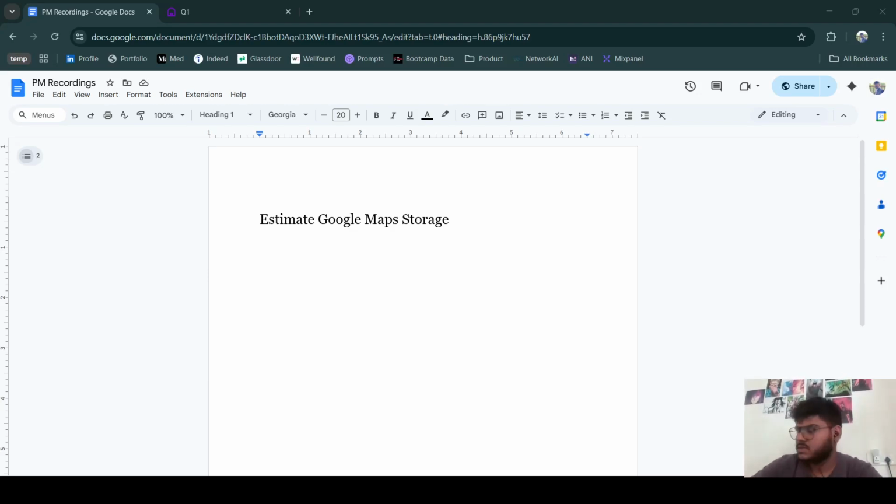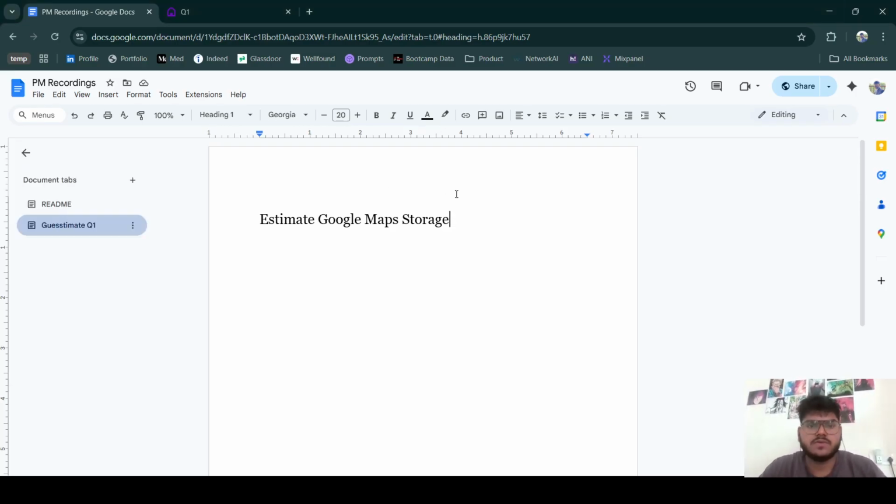Yeah, so let's start with this guesstimate. Today we are going to solve the question: estimate the Google Maps storage. That is the question asked by the interviewer. Let me start with some clarifying questions.